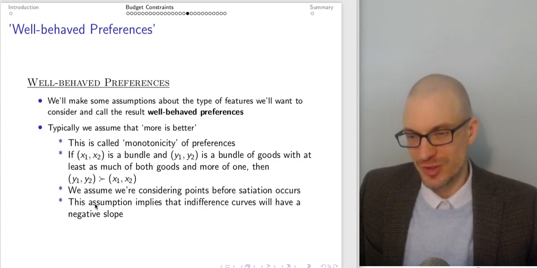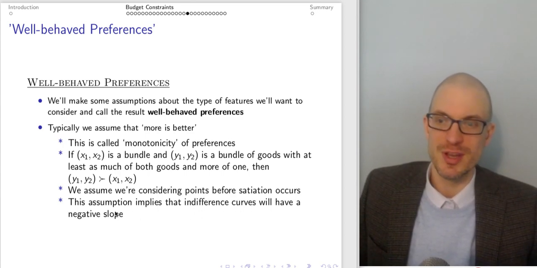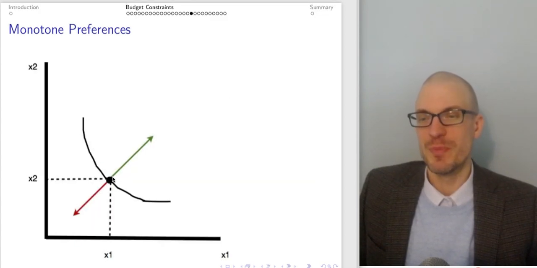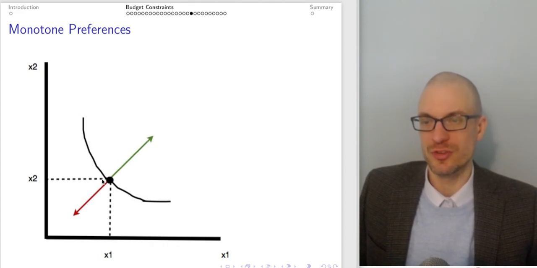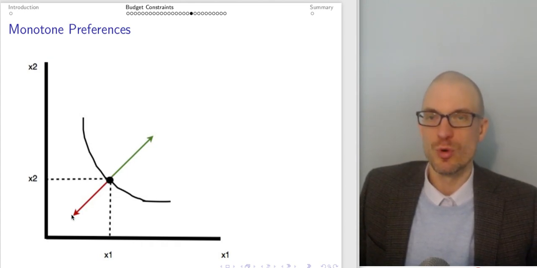And what's going to happen with this assumption, with more is better, is that it's going to give us indifference curves with a negative slope. This is what's justifying that the better bundles are to the northeast, towards New York City. So better bundles are to the northeast, worse bundles are to the southwest, right? So this is monotone preferences. The better bundles are in this direction. So relative to bundle X1, X2 that has this amount of good 1 and this amount of good 2, the better bundles are this way, worse bundles are this way.